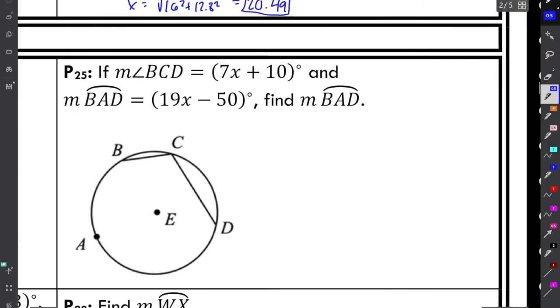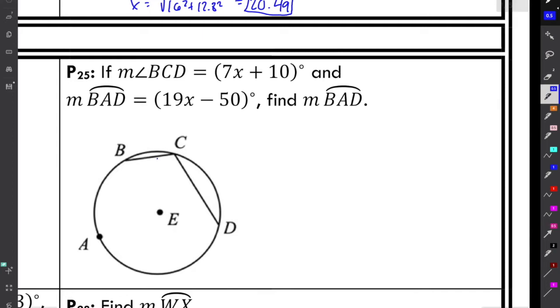Next, if the measure of angle BCD is 7x plus 10, and the measure of arc BAD is 19x minus 50, find the measure of arc BAD, the number. So arc BAD is double whatever the inscribed angle is, okay? So I'm going to multiply my inscribed angle times 2 to get the expression for my arc. And that's how I'll solve. So 2 times 7x plus 10 equals 19x minus 50.